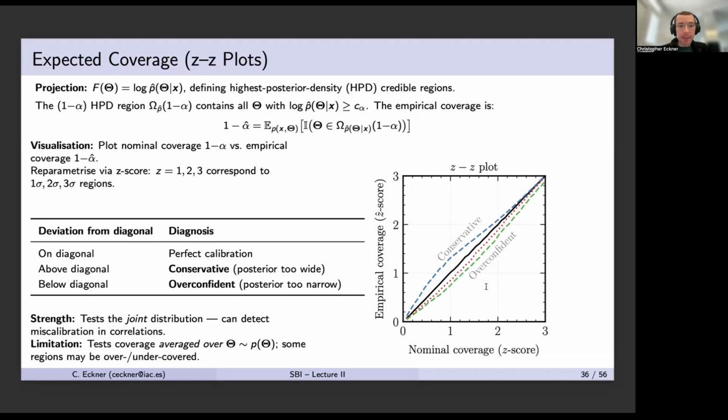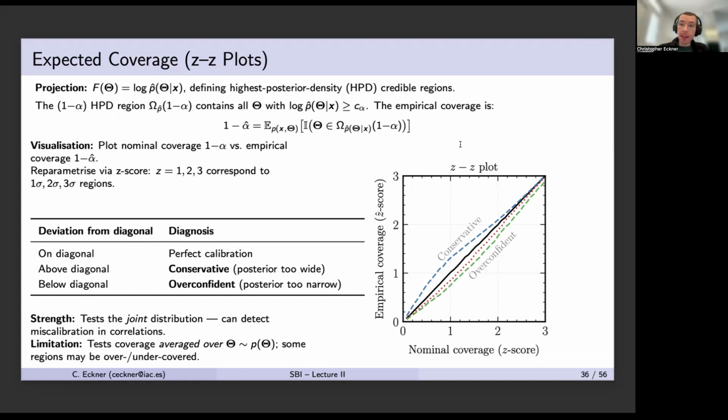The strength here is that this gives you some idea about the joint distribution because you're working exactly with the joint distribution, not just singling out individual parameters. So it can also detect miscalibration in correlations among parameters. However, this is averaged over parameter draws or draws over your observations that you have. So you might end up undercovering different realizations of your observations. So you can't be sure.